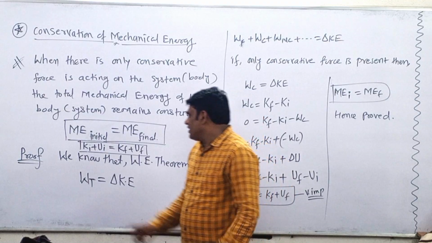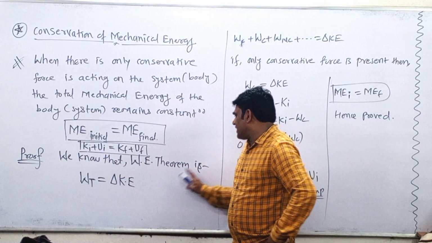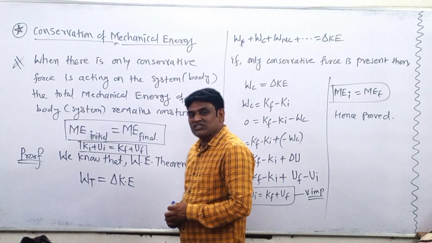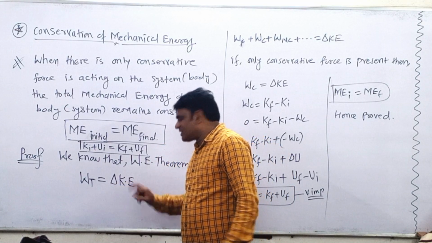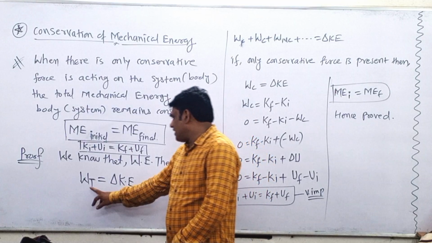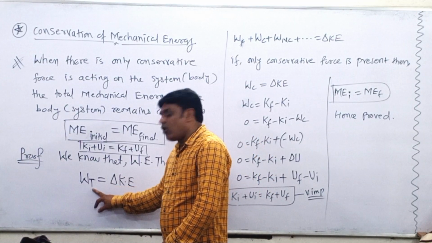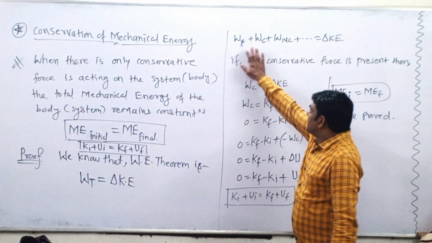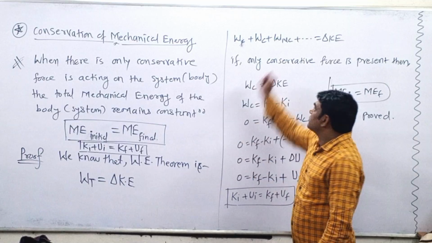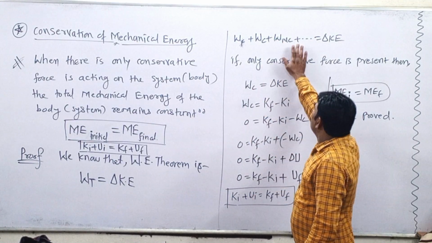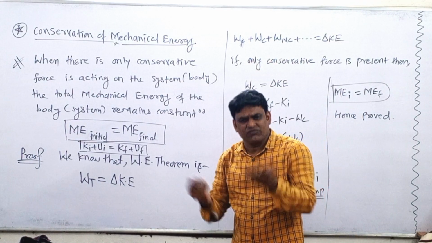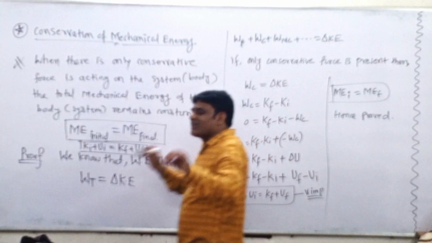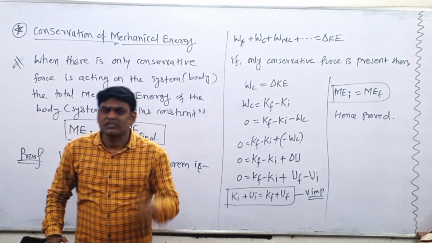So what is the proof? We know that the work energy theorem is given by... What is the work energy theorem? We have seen it in the previous lectures. The work energy theorem says that work done by all forces is equal to change in kinetic energy. So work done by the conservative force plus work done by the non-conservative force, plus all other forces if they are present, the total work is equal to change in kinetic energy. This is the work energy theorem. We already studied it. Yes or no?